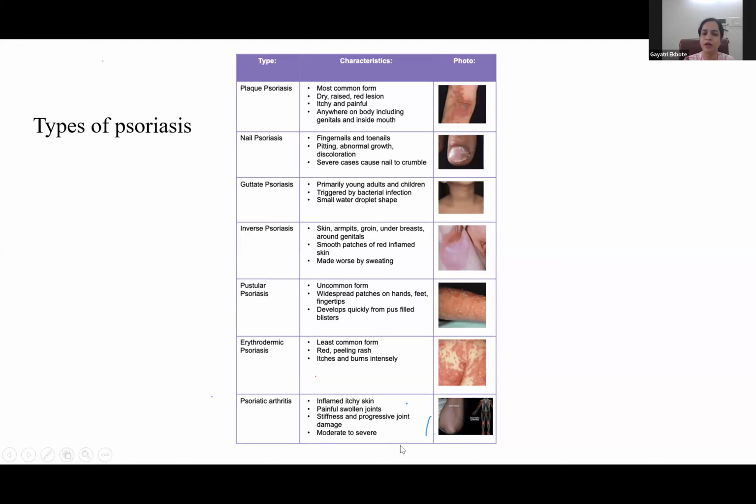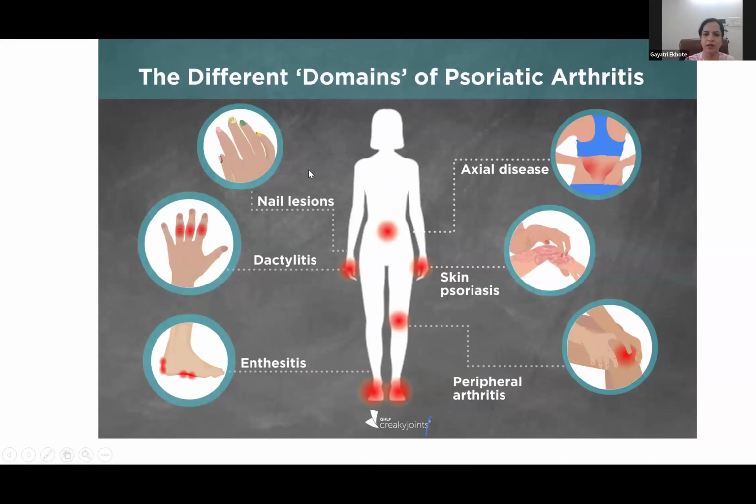Because we are dealing with arthritis, we have to talk about psoriatic arthritis. Psoriatic arthritis is very important. You have different domains of psoriatic arthritis. You do have nail lesions, then you have dactylitis, which is involvement of the whole digit, then enthesitis. In the beginning of my presentation, I told you what an enthesis is. Enthesis is where the tendon attaches to your bone. The inflammation of that part is known as enthesitis. Then you have axial disease, skin involvement, as I said, and peripheral arthritis, which could be in the form of knee, ankle, or other joints.